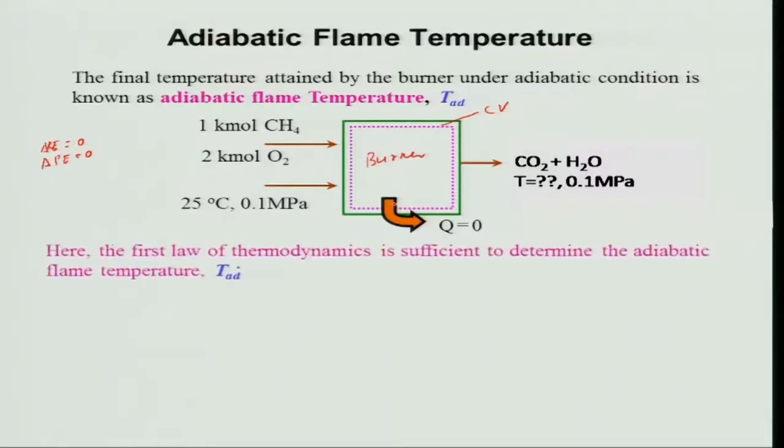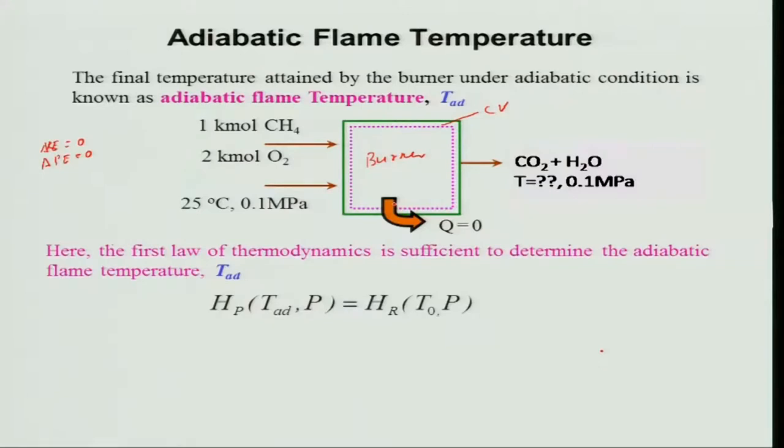So, if I apply the first law of thermodynamics for determining the adiabatic temperature, don't you think it will be sufficient, or do you need to know something more about it? It will be sufficient provided we know that the product is CO2 and water. But in a real situation, it need not be. For simplicity's sake, we are considering the product to be carbon dioxide and water.